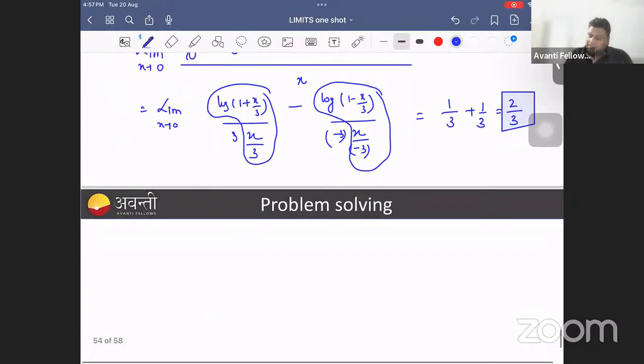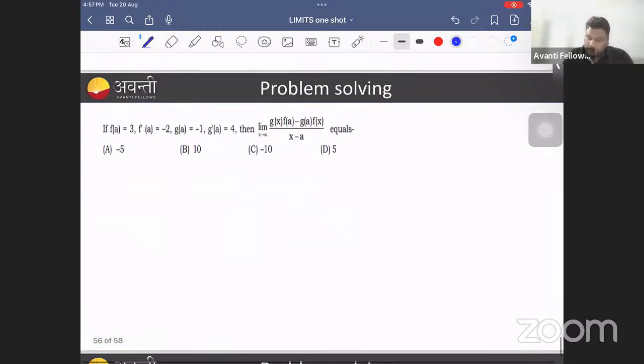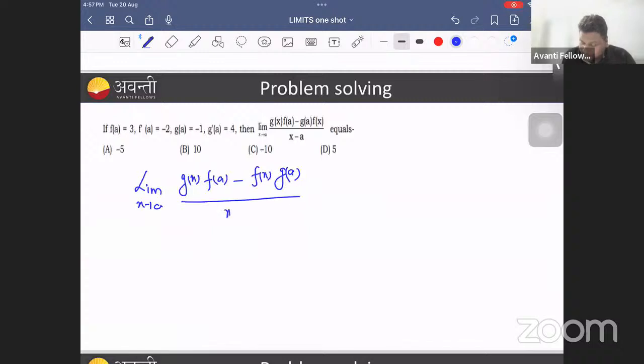All right, let's do one more question. f(a) is 3, f'(a) is minus 2, g(a) is minus 1, g'(a) is 4. They are asking for the limit as x approaches a of (g(x)f(a) minus f(x)g(a)) upon (x minus a). As of now, this form is 0 by 0. So L'Hospital is the most convenient because they are also providing the values of f'(a), g'(a), g(a). So use L'Hospital.